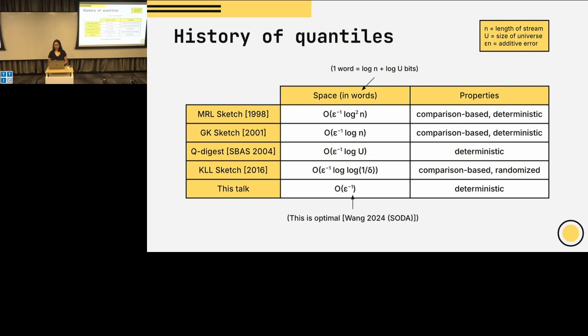sketch is comparison-based. What comparison-based means is instead of getting the elements as integers that you can see and understand, you just get black boxes that you can compare to each other. And when I say one word of memory, I'm saying storing one of these objects that I can compare to other objects. That's one unit of memory. So instead of one word being log n plus log u bits, it's one object plus log n bits.